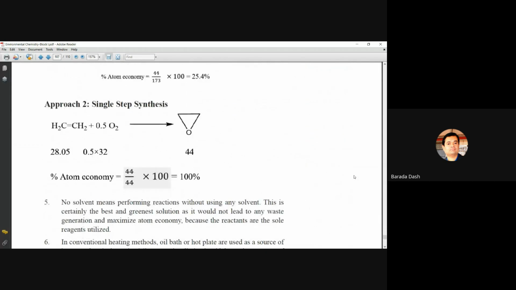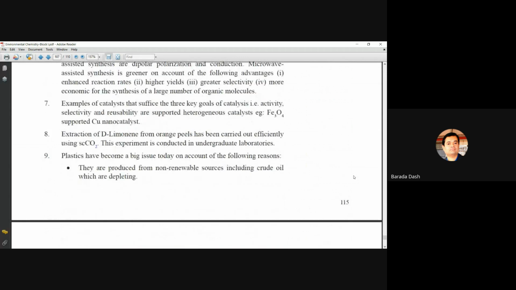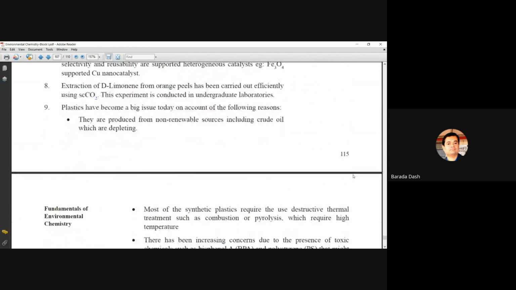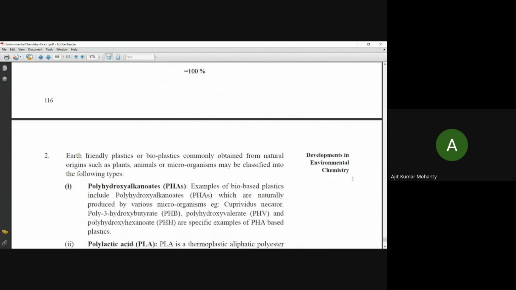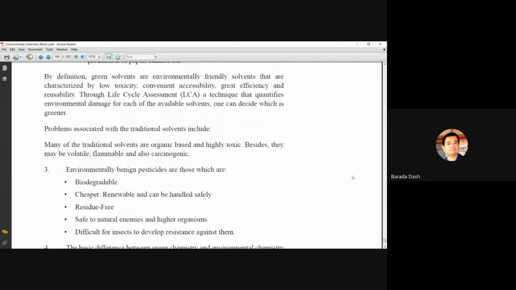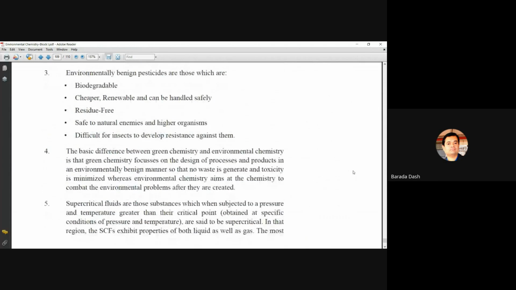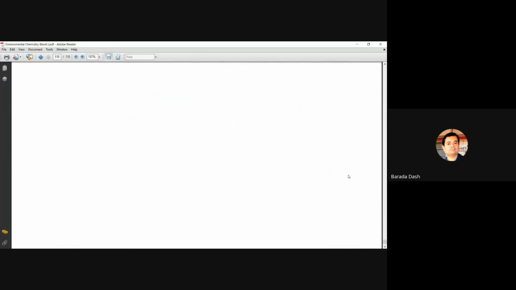Okay, with this, I think we are done with all the 4 units today. Next class we will discuss block 2, and there are 3 units in block 2. If you go through block 1 of this environmental chemistry and find any problem or difficulty, you can ask me in the next class.